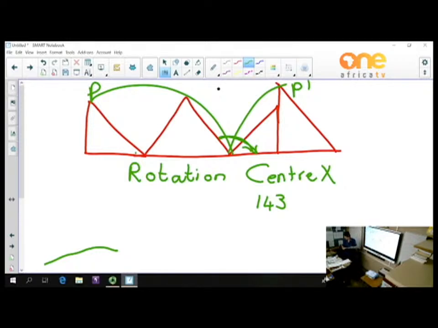And then the last one says, describe fully the single transformation which maps A onto D. So the answer there is a translation. We call it a translation. A translation is like chess. It is a movement, and we do a translation with a vector, and the vector is now this movement here.